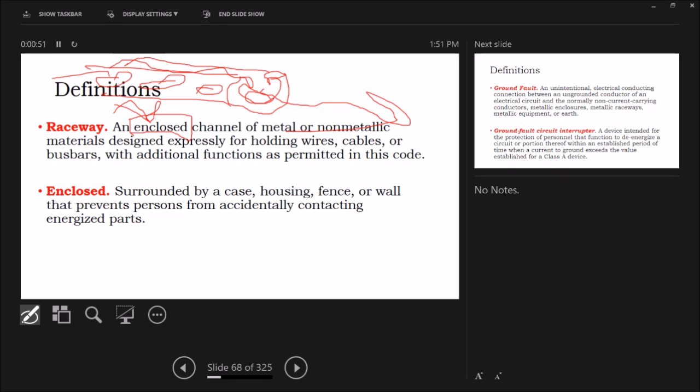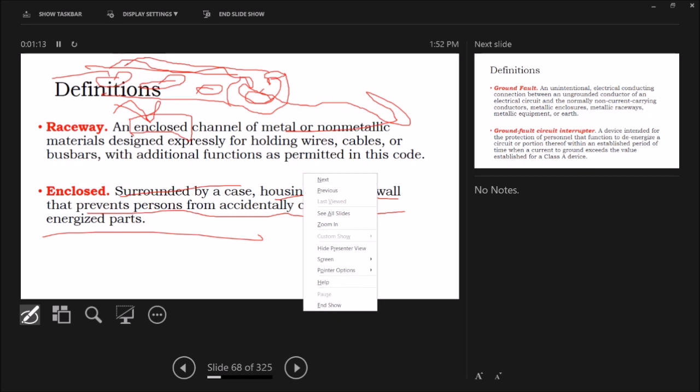enclosed. The definition of enclosed is surrounded by a case, housing, fence, or wall that prevents persons from accidentally contacting energized parts. So I guess we're still looking at whether unistrut would be considered enclosed or not. Maybe we'll have to get further into the code before we can interpret that.